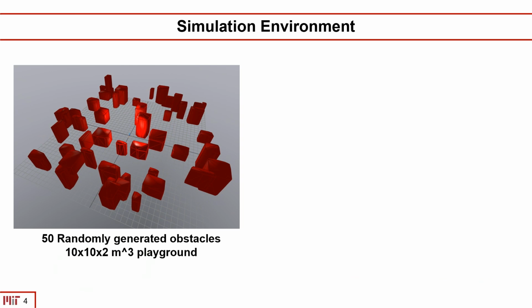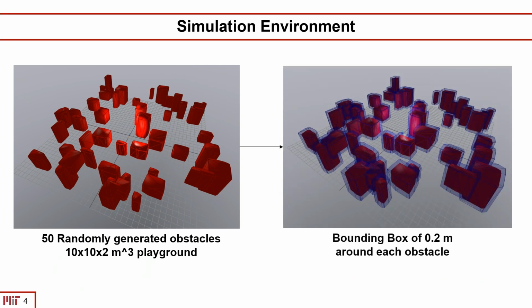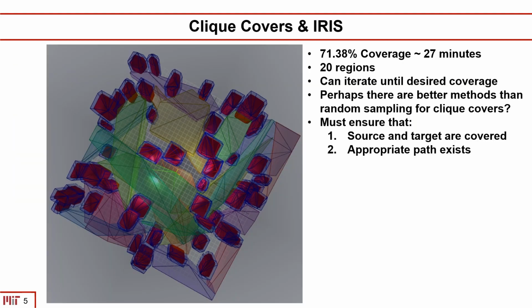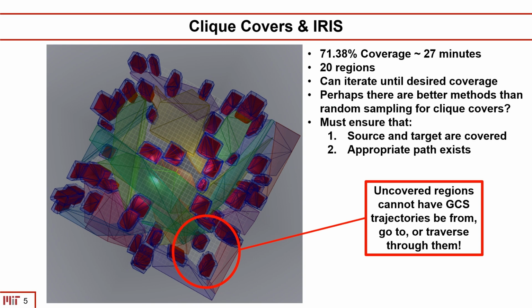The simulation environment consisted of 50 randomly generated obstacles. We then bound each obstacle with a 0.2 meter box. We then create 20 safe convex regions covering 71% of the obstacle-free space using clique covers and IRIS, which took 27 minutes. Note that uncovered regions cannot have GCS trajectories be in, from, or traverse through them, as shown here.